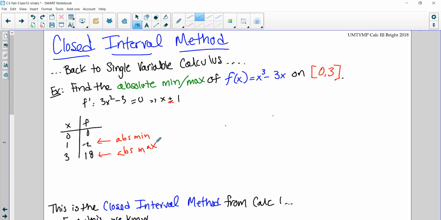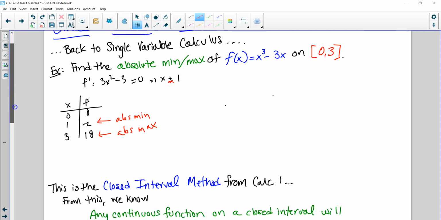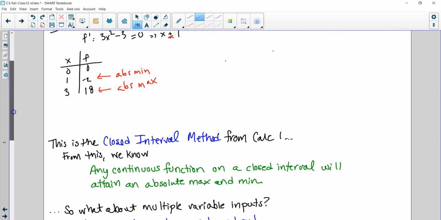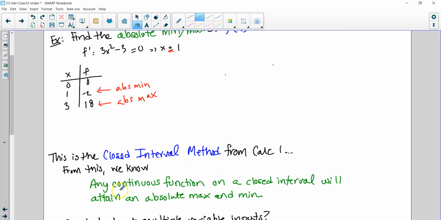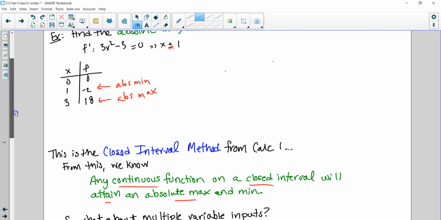So does there exist some multivariable parallel to this idea? And the answer is, well, we'll get to it. But we were able to say this because we had a continuous function on a closed interval, and when that happens, we said it will attain an absolute max and an absolute min, okay?